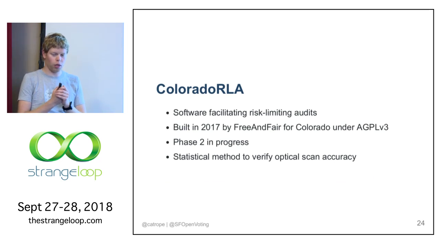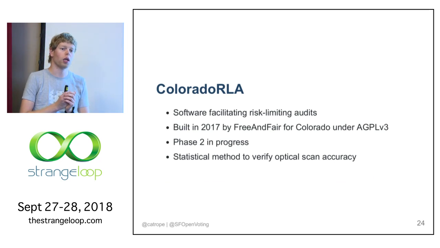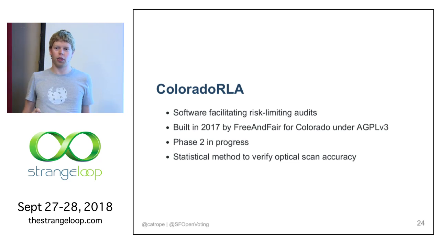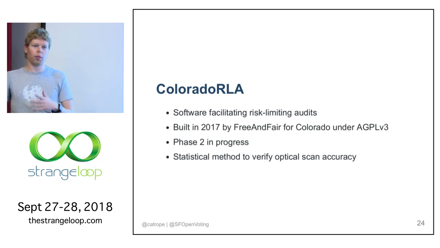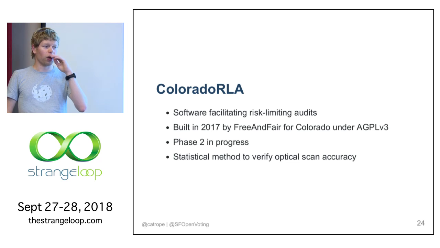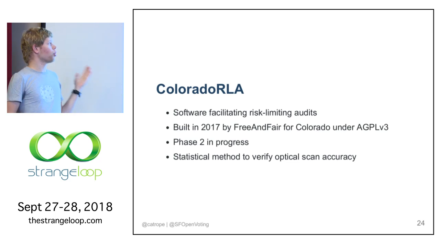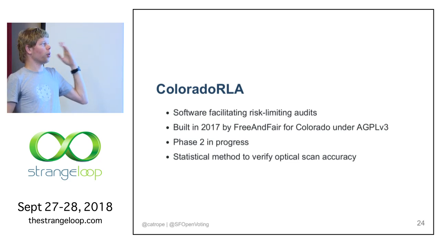Another really cool software package that's been developed recently is something called Colorado RLA. I talked earlier about audits and how in California we have this simplistic approach where you randomly select 1% of all the polling places and you audit them. But a professor at UC Berkeley developed a more advanced method for doing this with statistical methods called risk limiting audits. And this software was built to facilitate that.